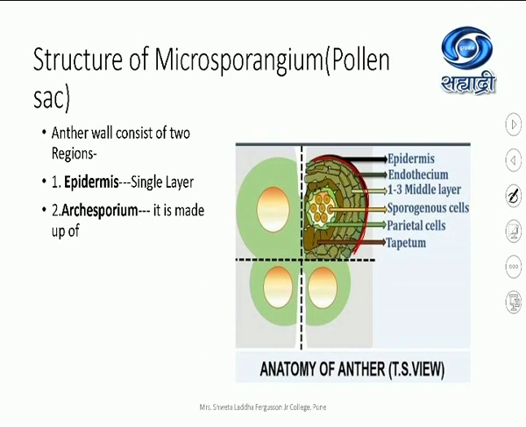Then the second layer is archisporium. You cannot see any archisporium labeling in the diagram because archisporium is made up of the outer parietal layer. Now look, you can see the outer parietal cells and inner sporogenous tissue. So it consists of outer parietal layer and inner sporogenous tissue, archisporium. So what are the 2 layers present in the anther wall? Epidermis. How many layered? Single layered. Second is archisporium, which is made up of parietal layer and sporogenous tissue.